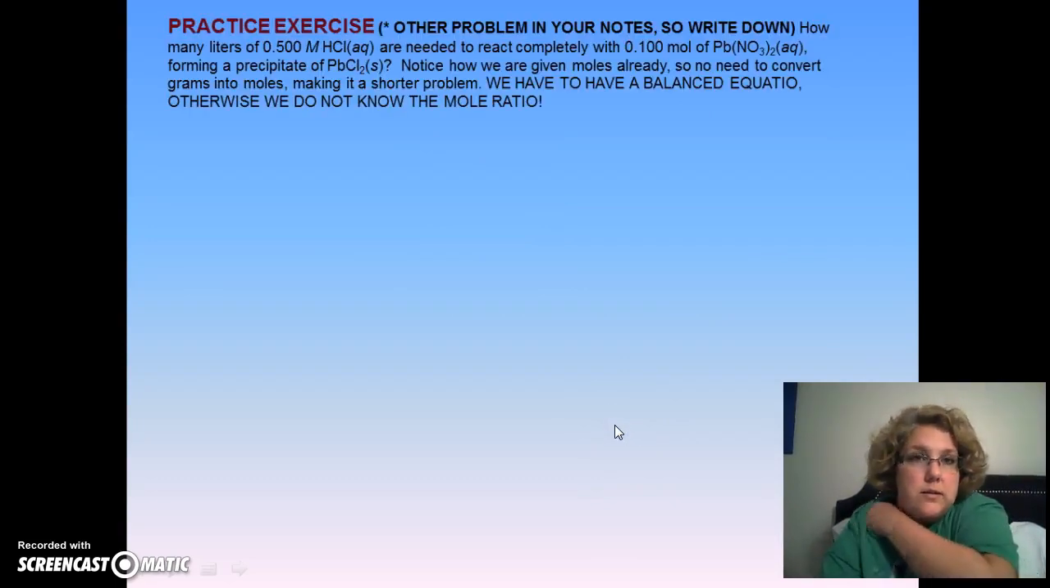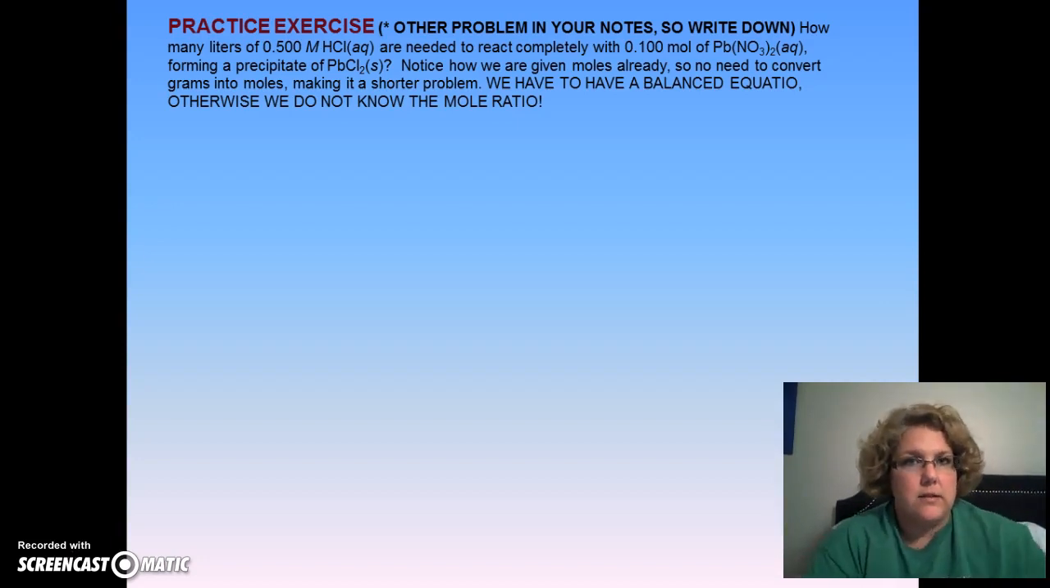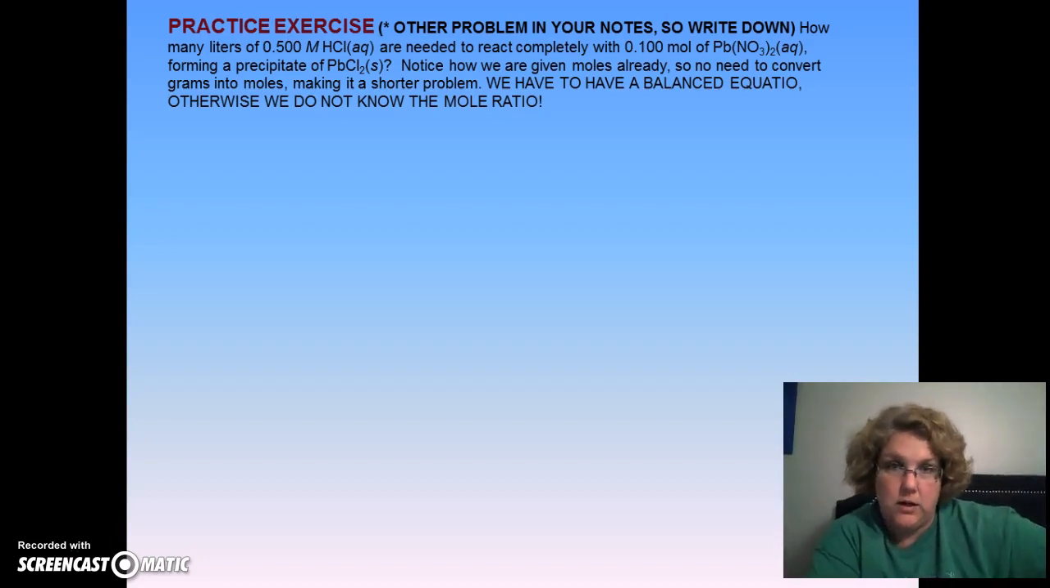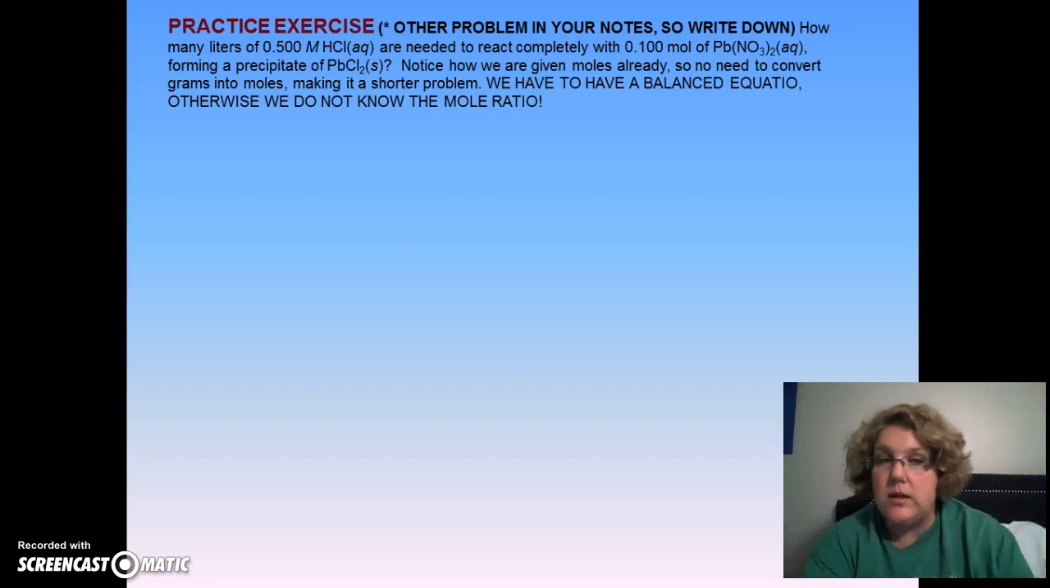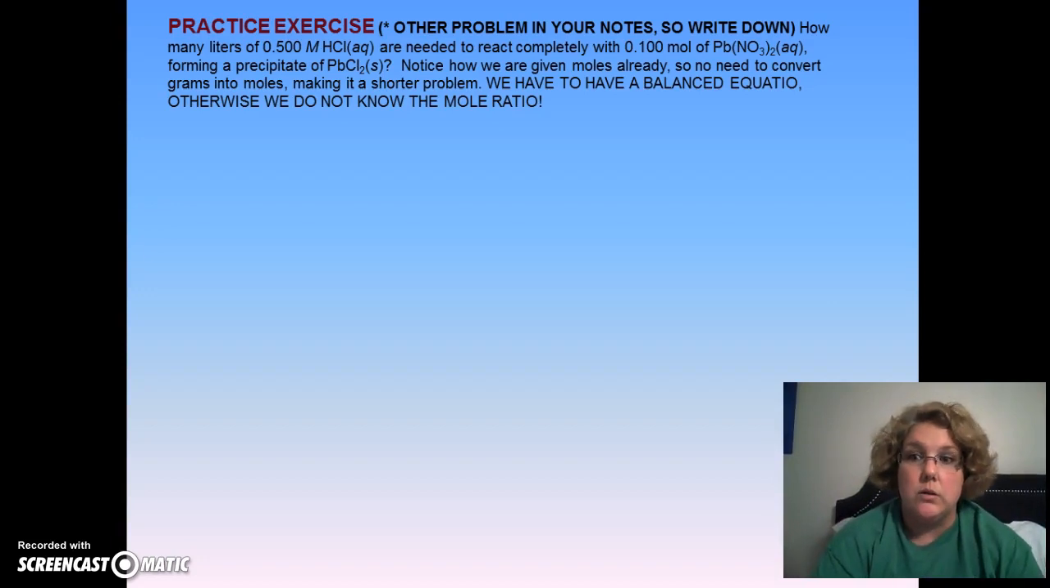All right, so this is another problem that I put in your note packet, I believe, or your sample problem packet. How many liters of half-molar hydrochloric acid are needed to react completely with 0.1 moles of lead nitrate, forming a precipitate of lead chloride? Notice how we are given moles already, so we don't need to convert grams to moles or liters to moles, because it's already in moles, so it makes it a shorter problem. We do still need a balanced equation, otherwise we won't know the mole ratio.